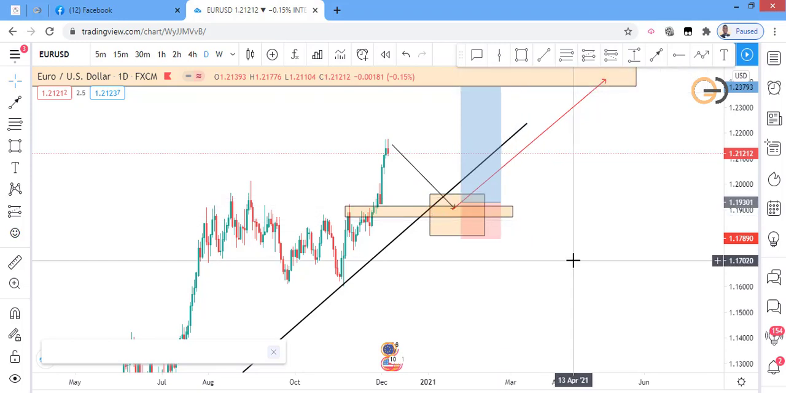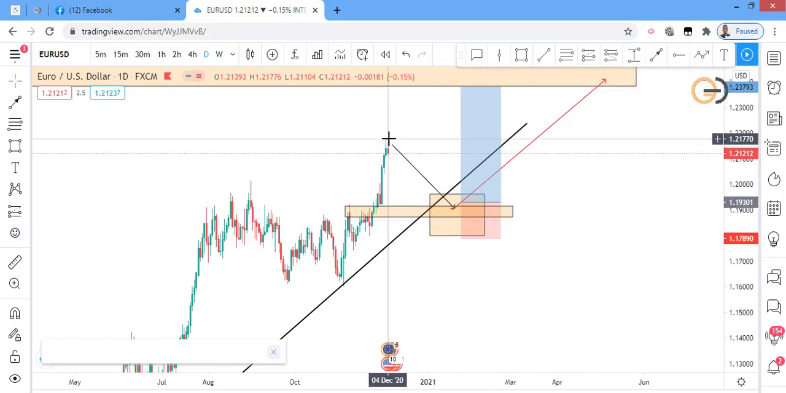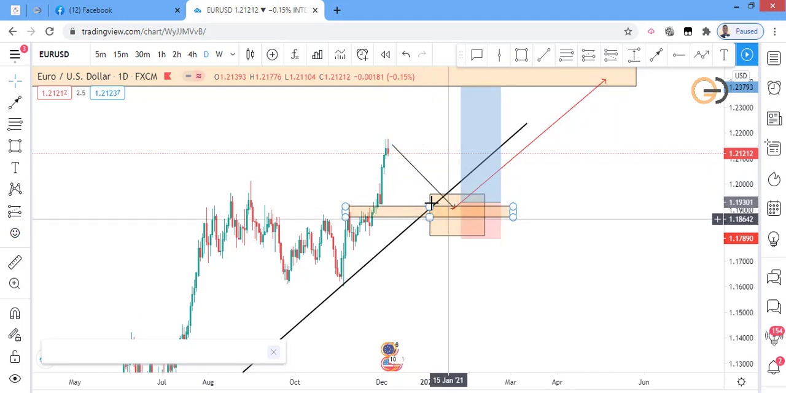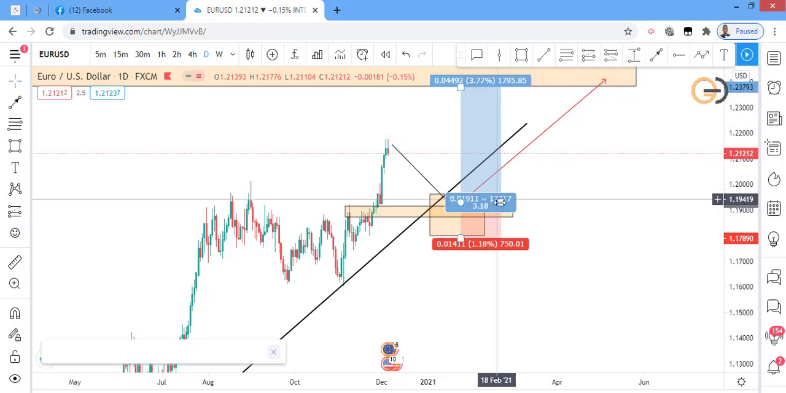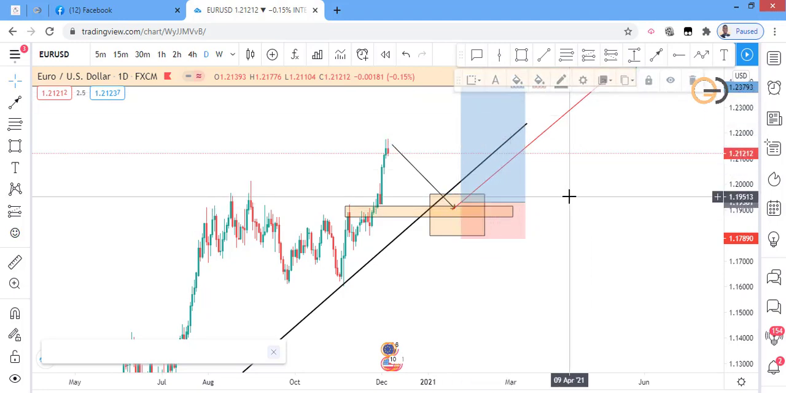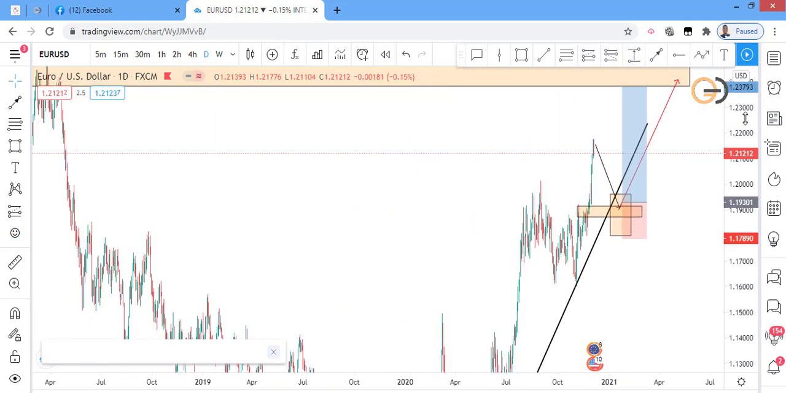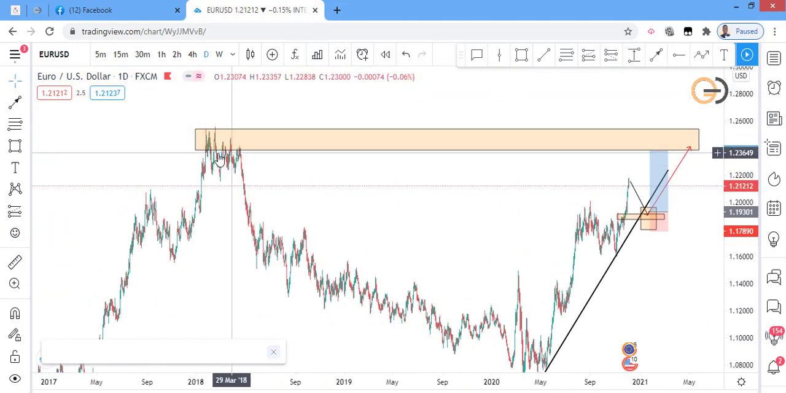So what do we wait for? What are we waiting for? We're waiting for the market to pull back into this area, and then we'll take a position. Then we'll take a buy position and then we'll be targeting some of these highs here, because we can see from previous structure it's a previous high.